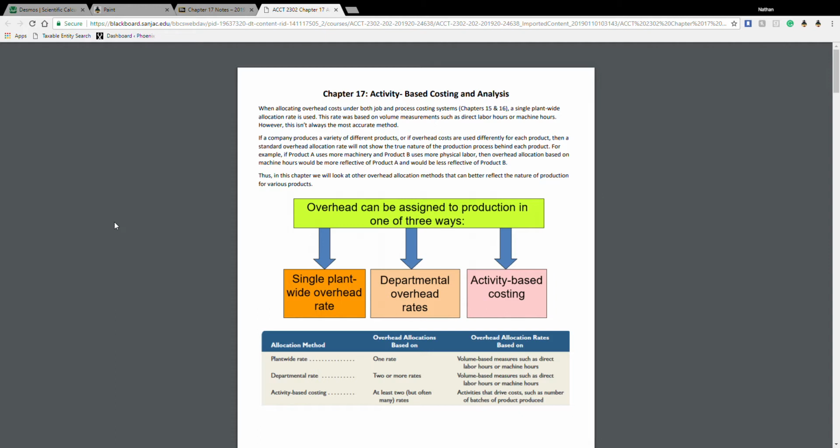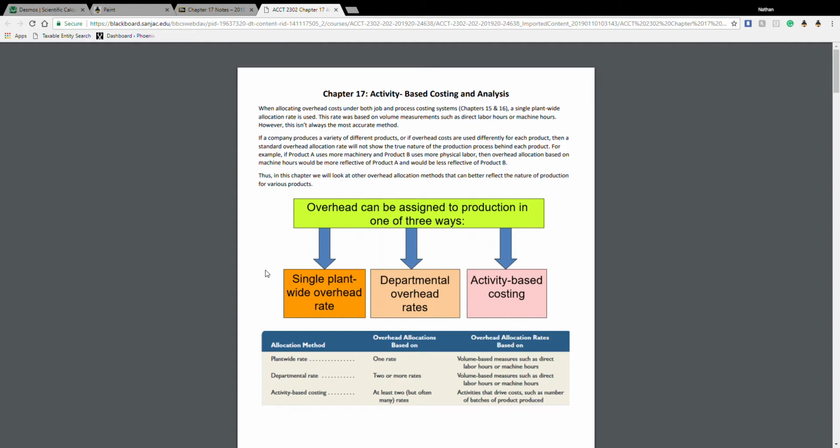Alright, so in previous chapters, we've discussed two other cost systems known as job and process cost systems. These themselves are mostly related to this single plant-wide overhead rate, where we just take either direct labor hours or machine hours and a predetermined rate to figure out our overhead. Well, in this chapter, we take on two more methods. One is the department overhead rate, which has two or more rates being applied. And then we have activity-based costing, which has many rates that can be applied.